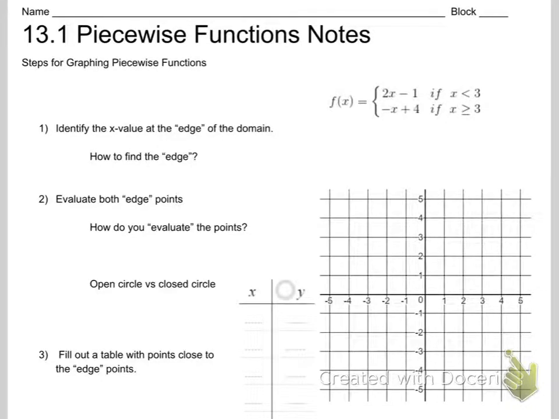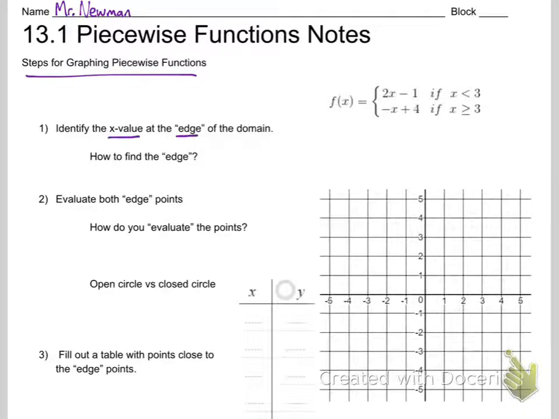We're going to focus more on graphing piecewise functions. I'm going to give you steps for graphing them because it gets tricky, especially when you get close to the edge points. And so we'll talk about what I mean by that in a moment.